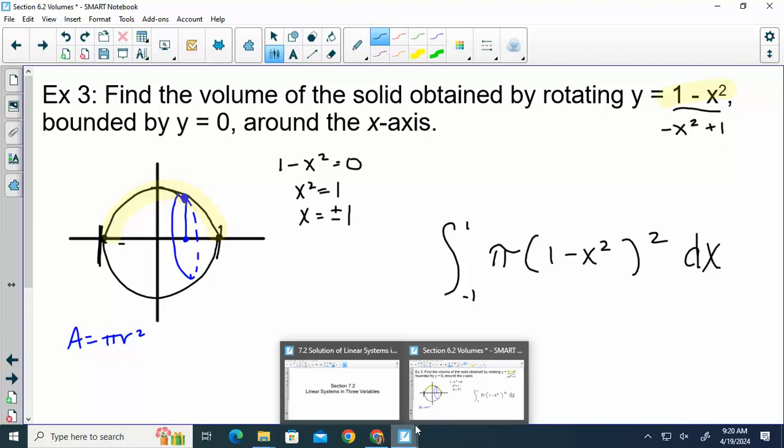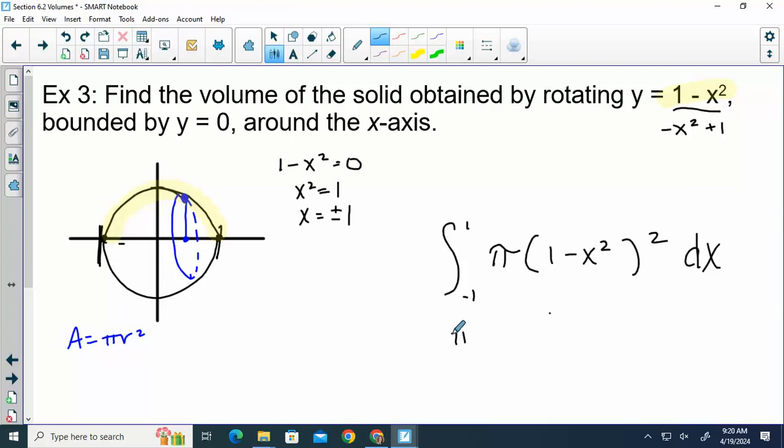The last two examples, the function has been out. Is that right, Sarah? For today, yes. If we're rotating around the x-axis, then yes, it's going to work out that way. All right, so the pi could come out.